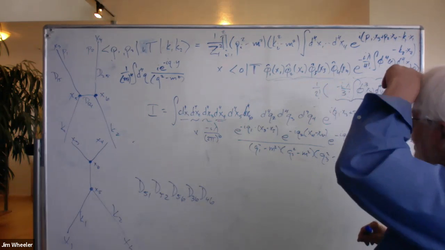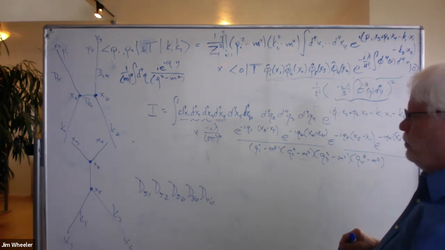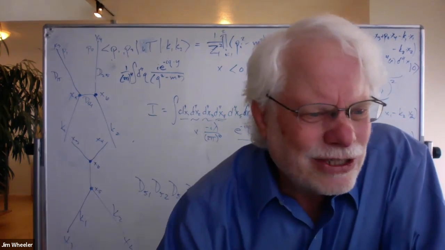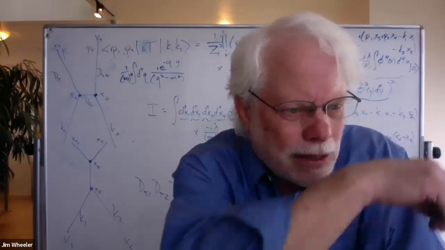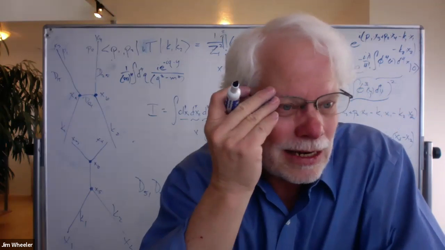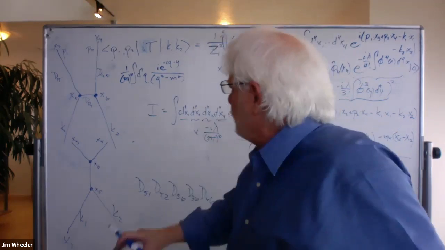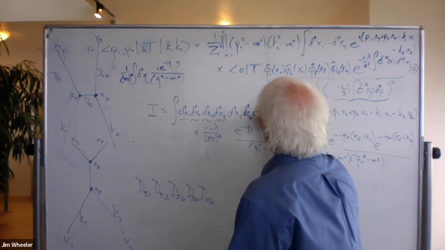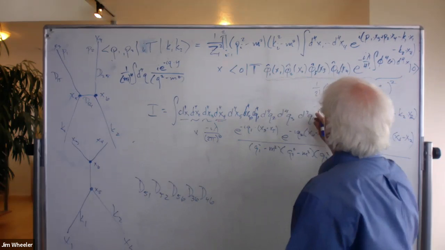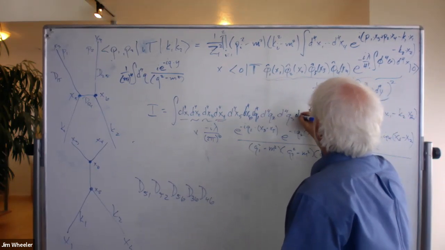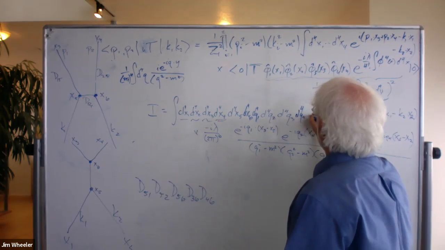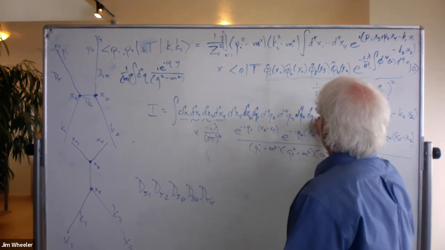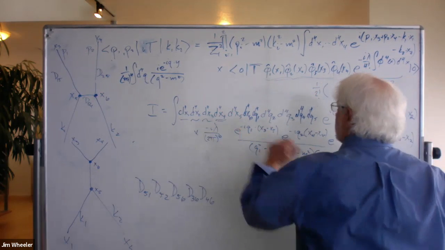And then for the Q's, how many Q's did we end up with here? It looks to me like we need 5. Oh yeah, five propagators, so we have 5 Q's. So there's a d^4Q_1, d^4Q_4, d^4Q_5. So there are integrals.